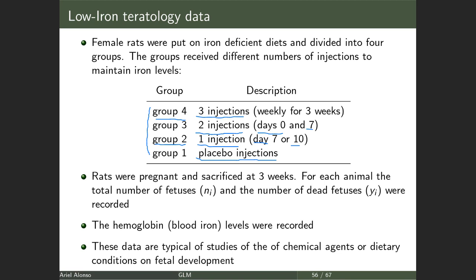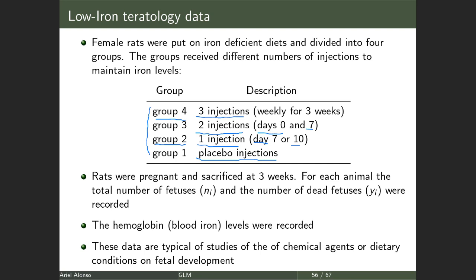So that will be the response. From all the fetuses a rat had, that's NI, rat i had NI fetuses, how many of them were dead, that's YI. And the hemoglobin levels of the rats were also recorded.